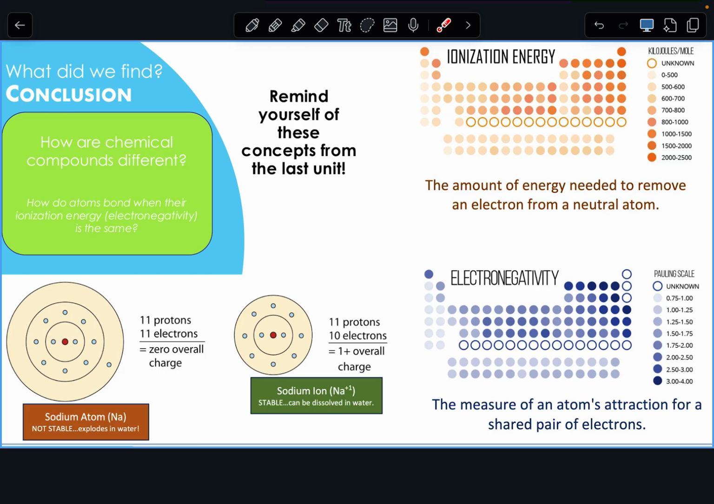So what we noticed was when you're talking about a metal like sodium and a nonmetal like chlorine, when the sodium atom becomes a sodium ion, it becomes more stable because it has 8 valence electrons. Well, those nonmetals are going to try to get to 8 as well because that equals stability.